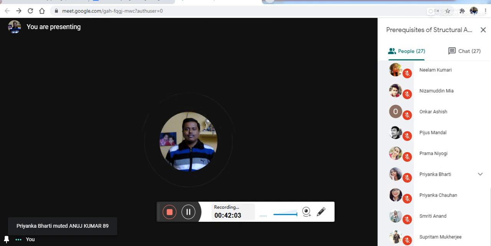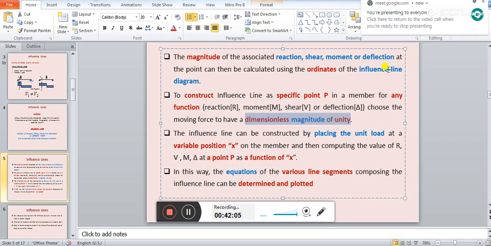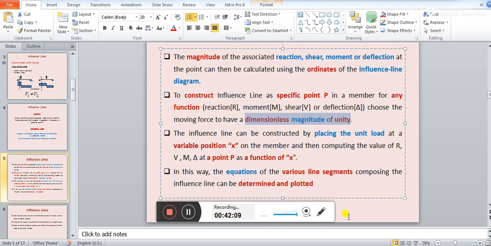Let's go ahead. See, this type of disturbances are very, very annoying actually, because every class I think it is happening.